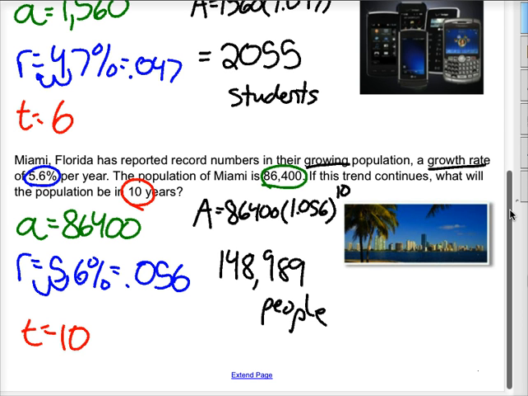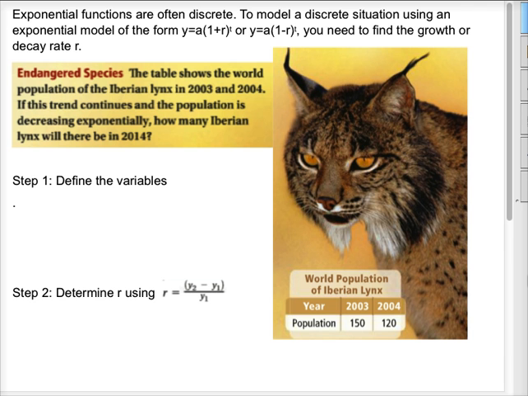All right, so please make sure you have all of that written down. And now we're going to move on to one last type of word problem. Exponential functions are often discrete, meaning not continuous where you can have parts of times. You have discrete values. So to model a discrete situation using an exponential model of that form, you need to find the growth or decay rate R. So here's an example. The table shows the world population of the Iberian lynx in 2003 and 2004. If this trend continues and the population is decreasing exponentially, how many Iberian lynxes will there be in 2014?